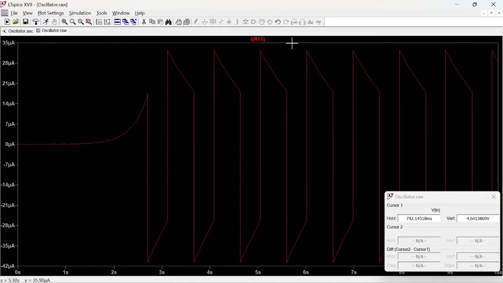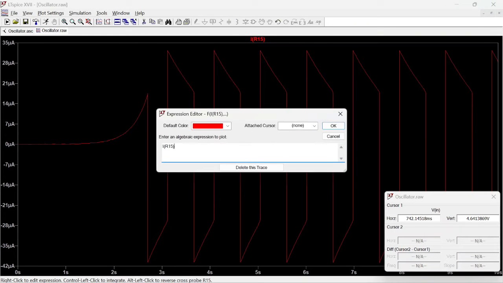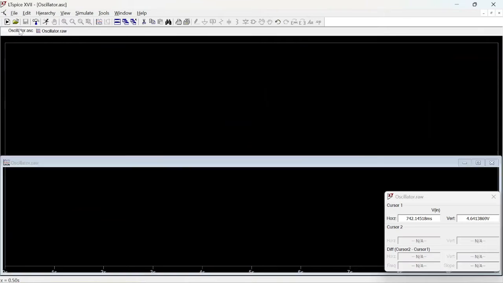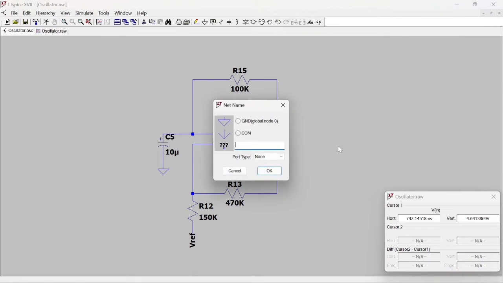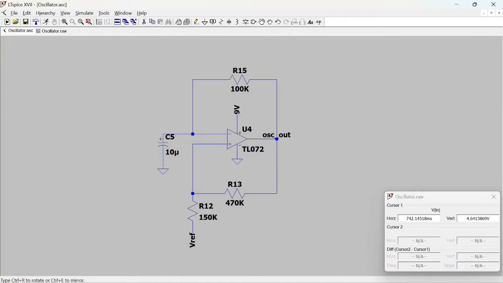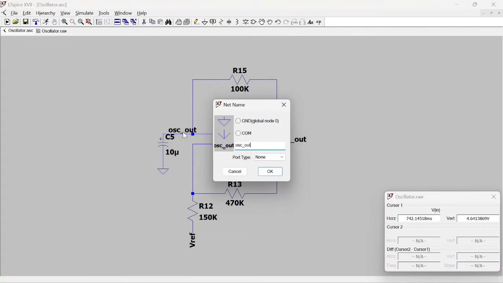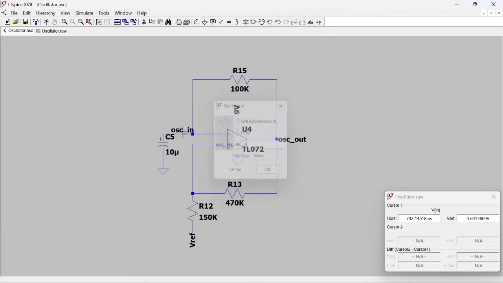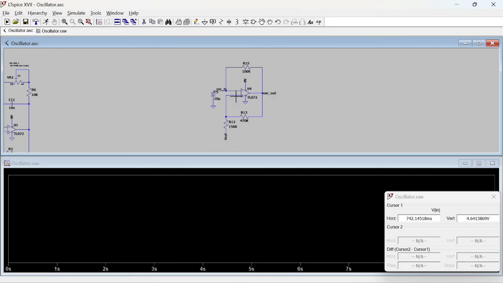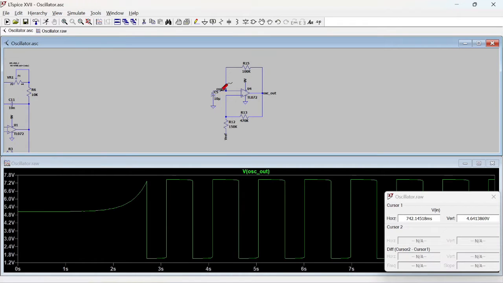What did just happen there? I should have named this. So I'll run it again. Now when I click here, it won't go crazy on me.